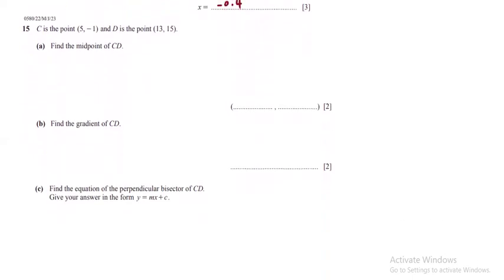Now, this question is related to straight line graphs. Two coordinate points are given to us, which are C and D. The first question is to find the midpoint. The second one is to calculate the gradient. And then the next one is to find the equation of the perpendicular bisector of CD.